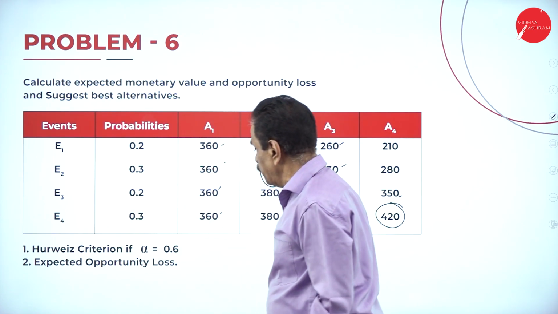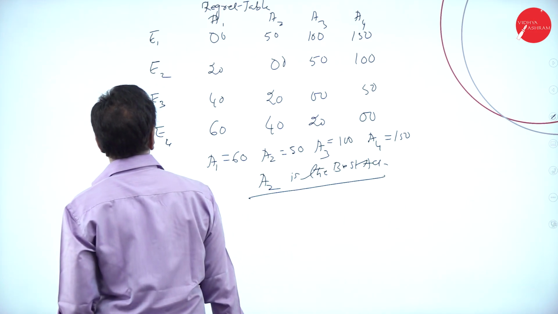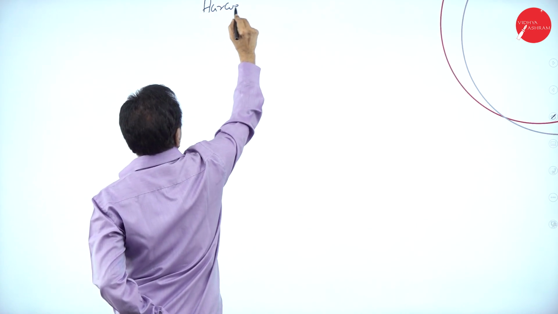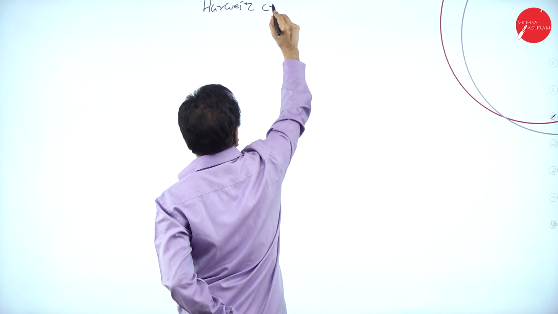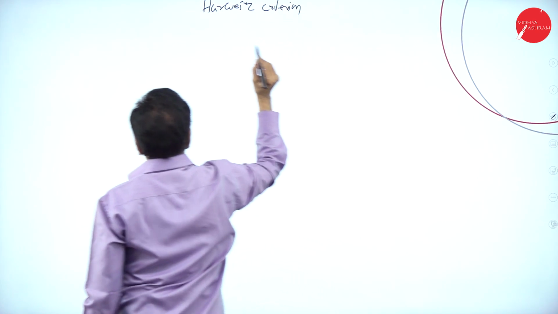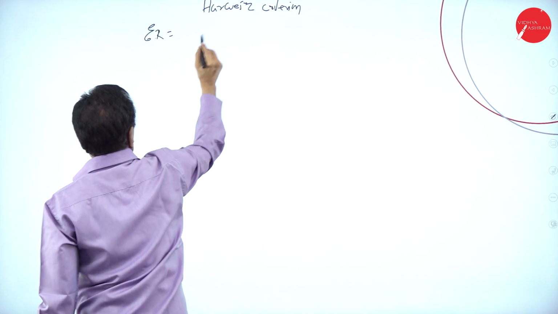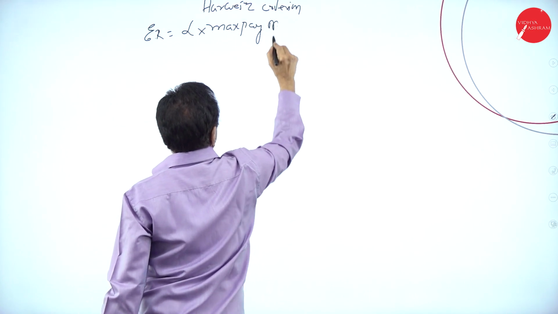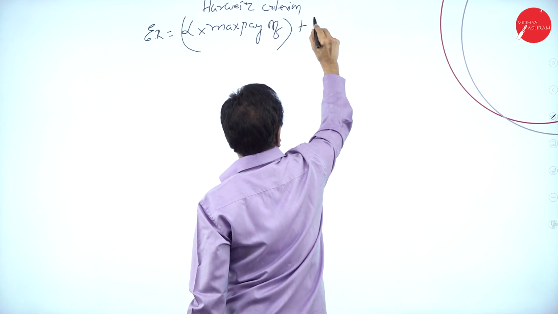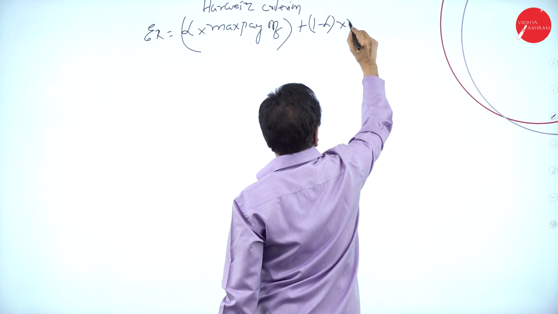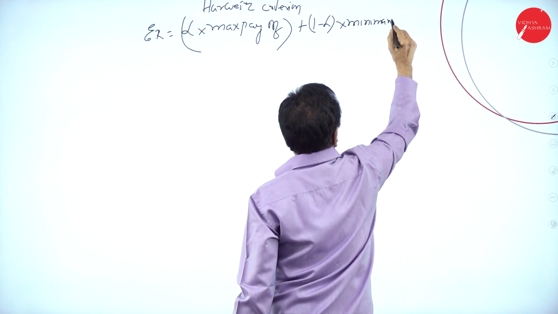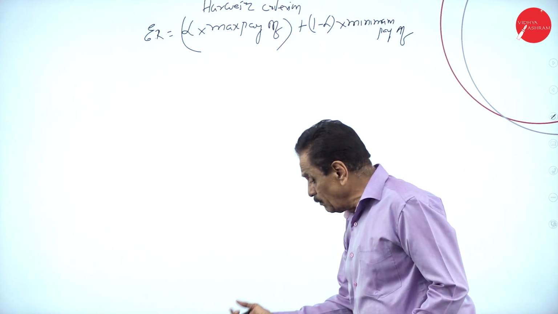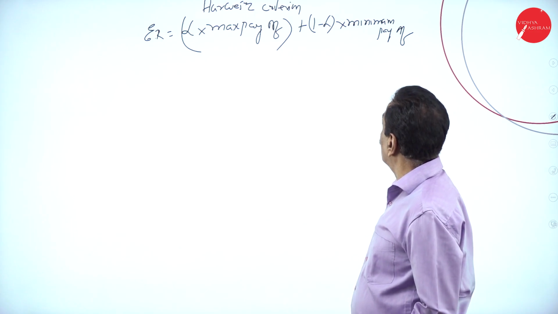We'll go to alpha method. Alpha is 0.6. Hurwitz criterion. H-U-R-W-I-T-Z. Expected return is equal to alpha into maximum payoff plus 1 minus alpha into minimum payoff. What's the formula? Alpha into maximum payoff, 1 minus alpha into minimum payoff.